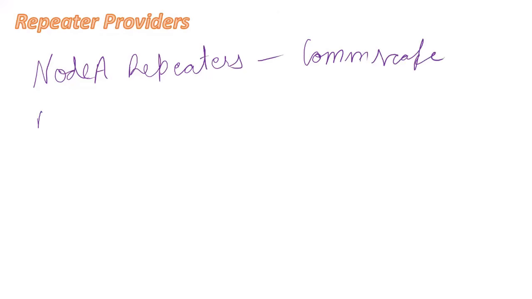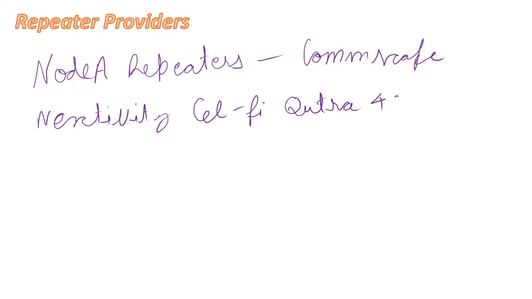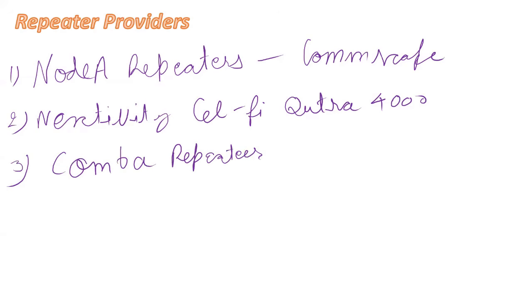Thanks guys for giving the right answer. So we have seen real world examples of 4 major repeater providers. First one is Node A repeaters from CommScope, right? Then we have discussed Nextivity Cel-Fi Quatra 4000 repeaters, right? The third repeater we have discussed is Comba repeaters. And last we have discussed ADRF, right? So we have discussed in detail Node A repeaters, Cel-Fi repeaters, Comba repeaters, and the ADRF repeaters. Thanks a lot for paying so much attention till now. So let's move to the next topic.